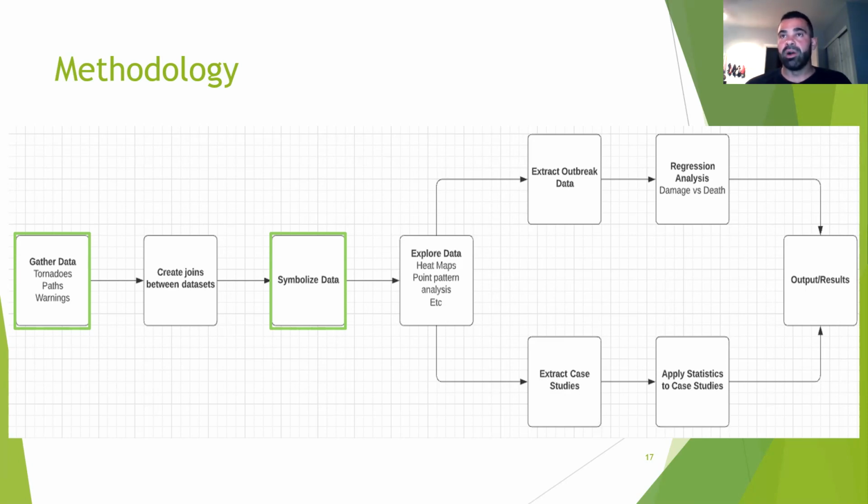I'll begin by extracting all the tornadoes, paths, and warnings associated with each of the three outbreak case studies highlighted earlier. Then based on each outbreak, I'll apply statistics to each case study and produce the results of the analysis while creating 3 maps for each outbreak case study.